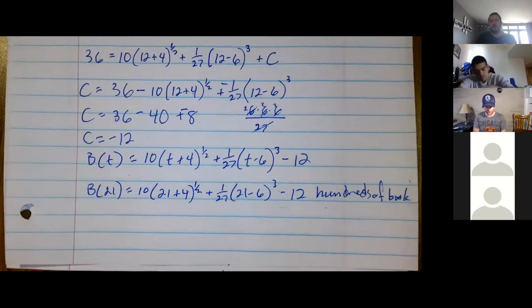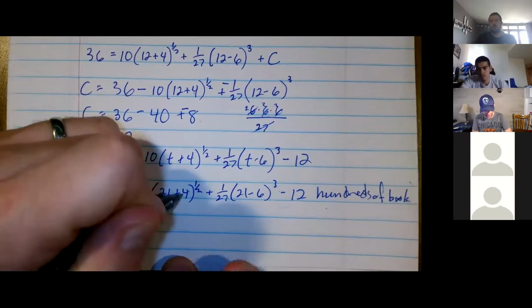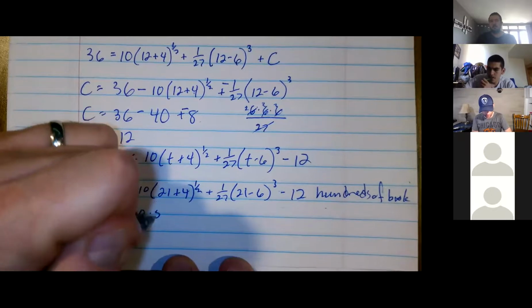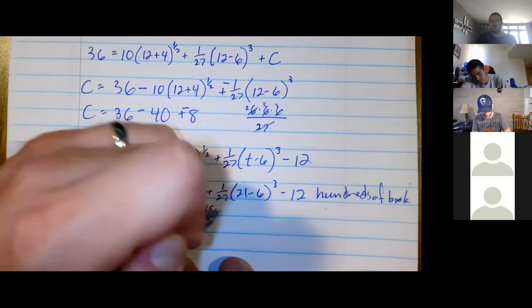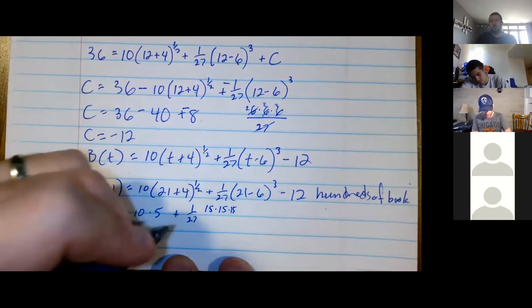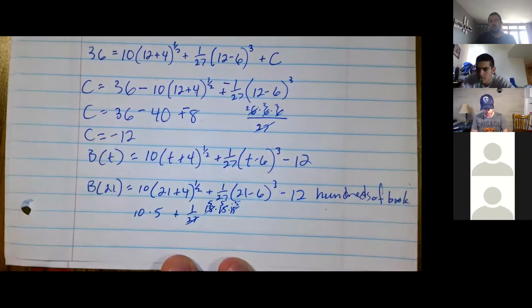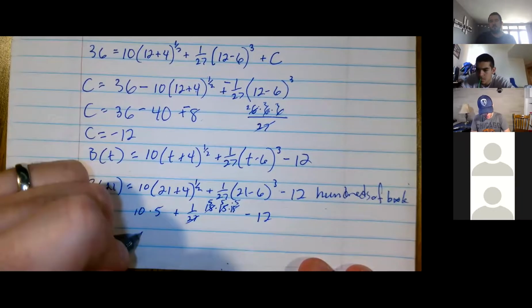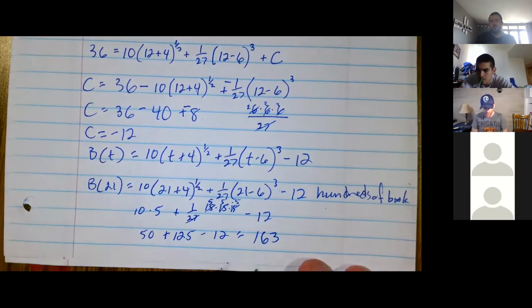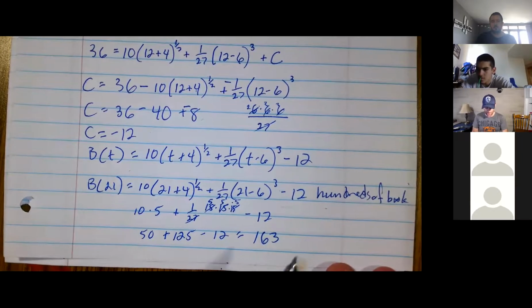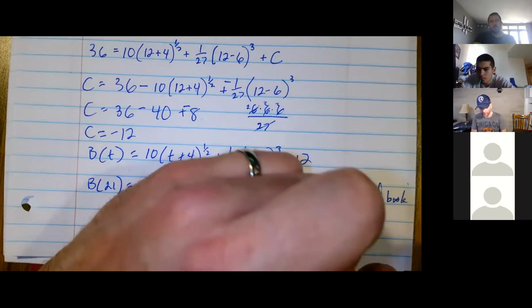Okay, now, of course, if you simplify this, all right, you get 10 times 21 plus 4 is 25 to the 1/2 is 5 plus 1/27. 21 minus 6 is, of course, 15 cubed. So I considered, once again, 15 times 15 times 15. And then I reduced the 27 and the 15s, right, to get 5 times 5 times 5. And so I have 50 plus 125 minus 12, which is 163. So that would mean what? 163 hundred books, which would mean 16,300 books.